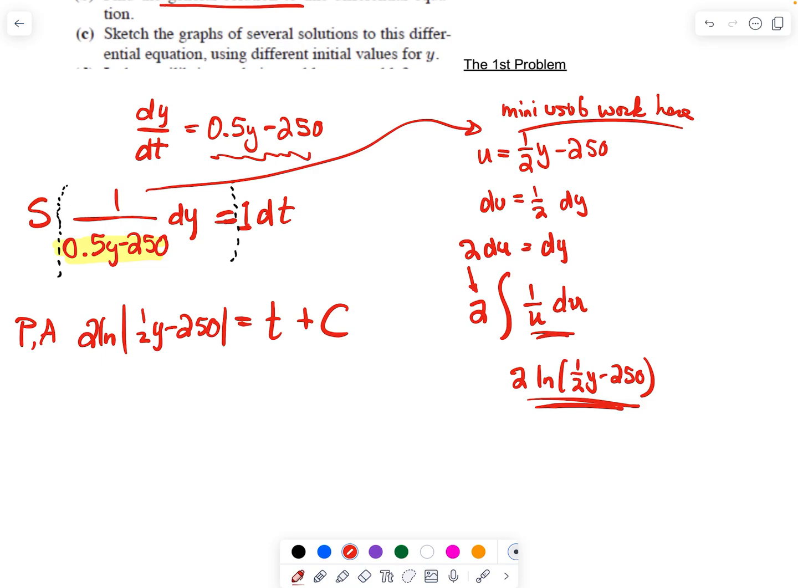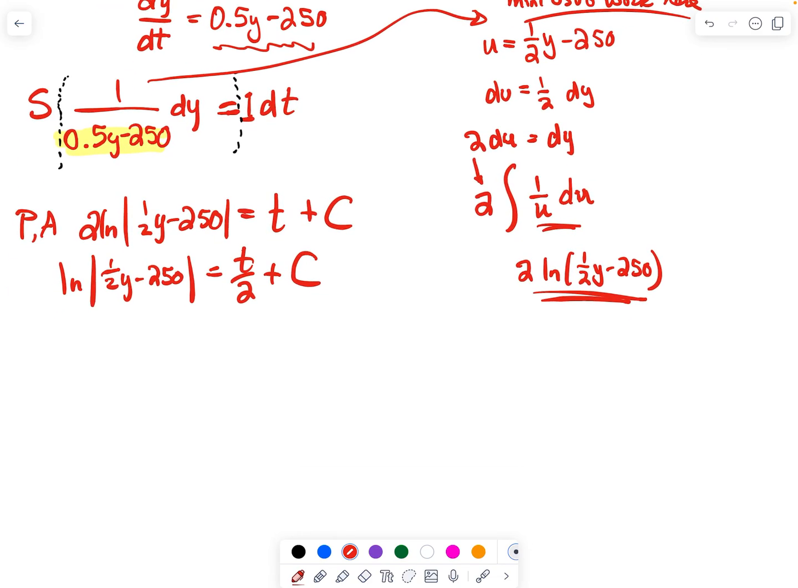All right, let's divide by 2, so that means natural log of 1/2 y minus 250 equals t over 2 plus, now this is just c over 2. I'm just going to keep it c. We're still in general land. We can keep that c a constant. We haven't invoked any initial condition yet. And so then I'm going to take both sides as exponents with e as a base. So that liberates the natural log.